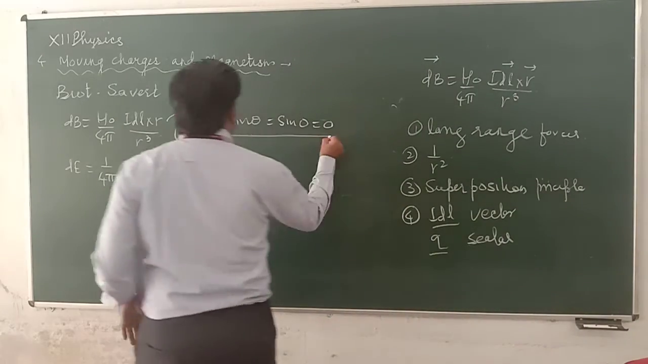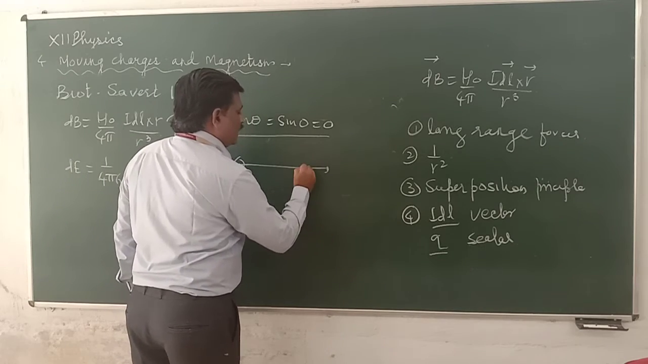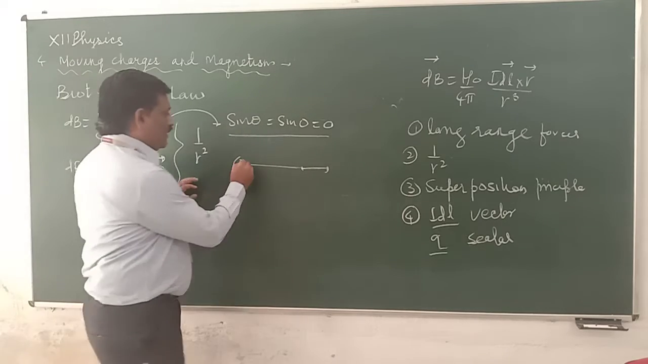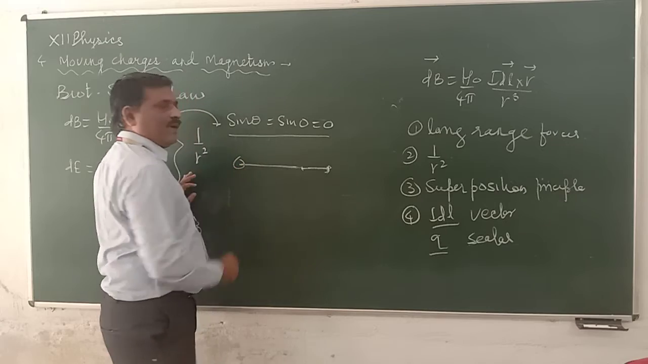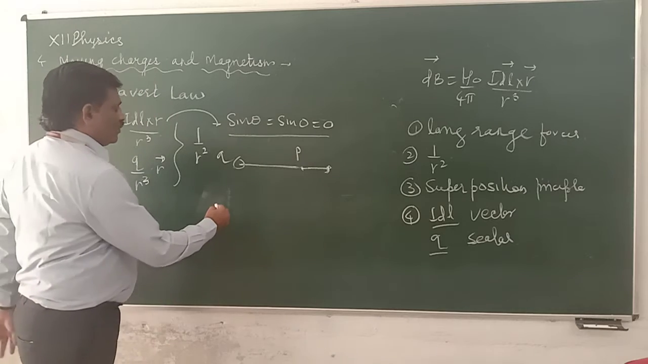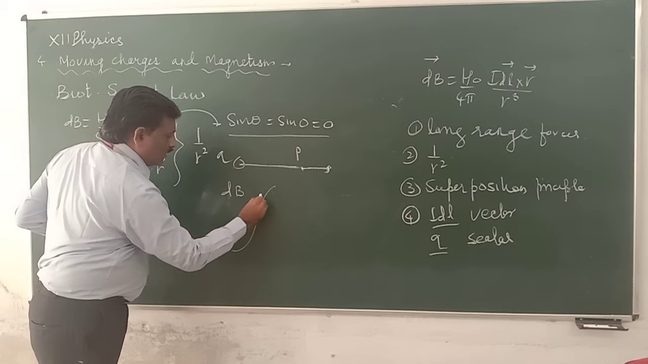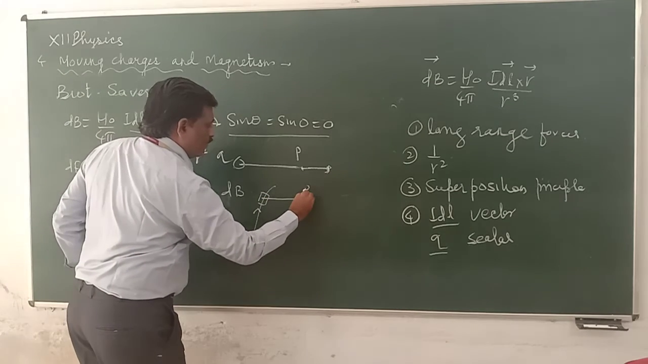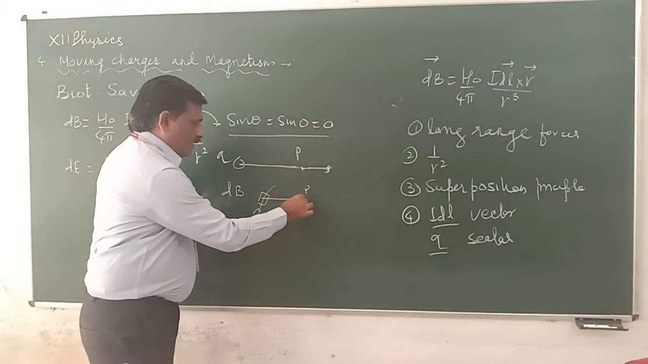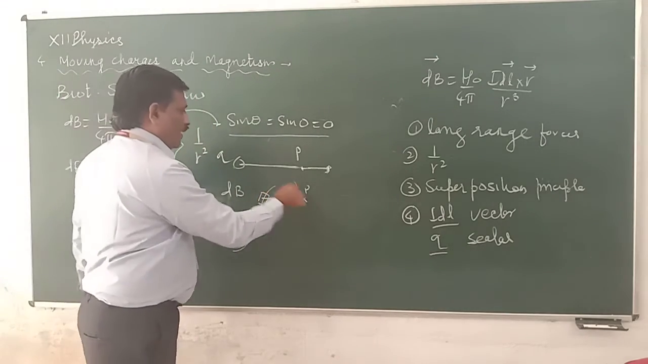Now, what does the angle dependence indicate? If this is a charge, then the electric field is along the line joining the point of interest and the charge. It means that it is along the displacement vector joining the charge and the point of interest. But in case of the magnetic one, dB is perpendicular to both. This is a current, it is dl, and this is point P. dB here is in this way. It is not in this plane, it is perpendicular to both dl and P. It is either coming out or going in.